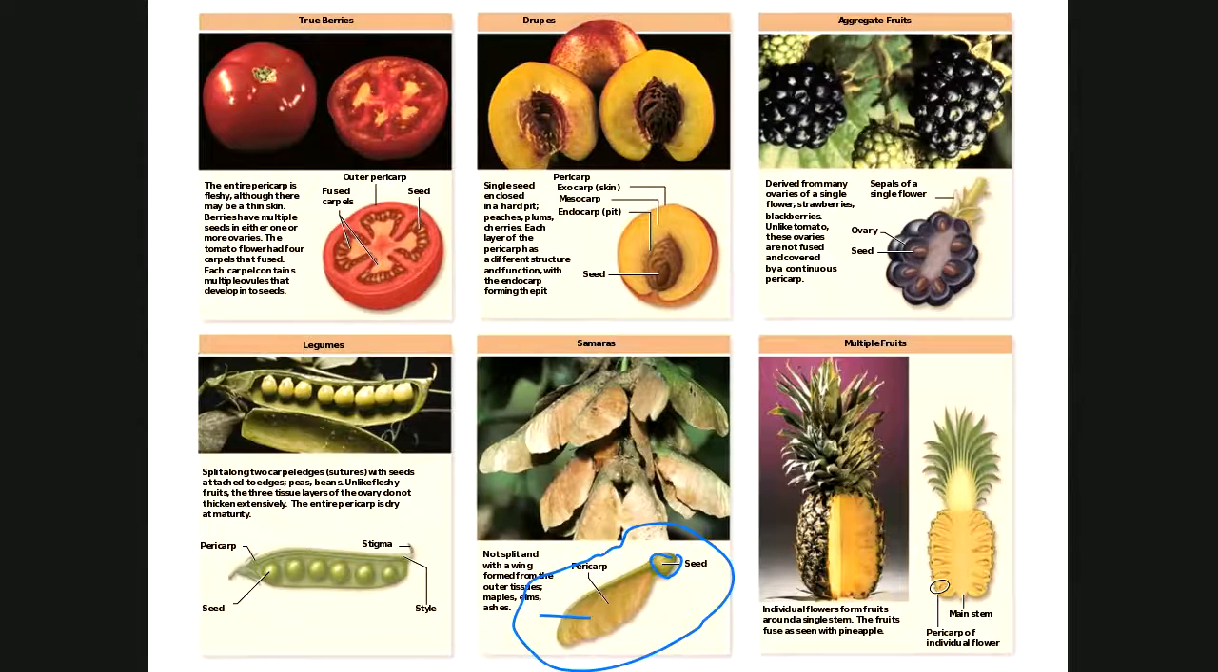Aggregate fruits and multiple fruits. I would like you to look at those. This is, again, a familiar thing that you eat, but sort of an interesting way of doing things. An aggregate fruit is like a berry, raspberries, blueberries, those kinds of things. If you look very closely at them, each of those little balls is a fruit. Each of those represents an ovary with a seed.